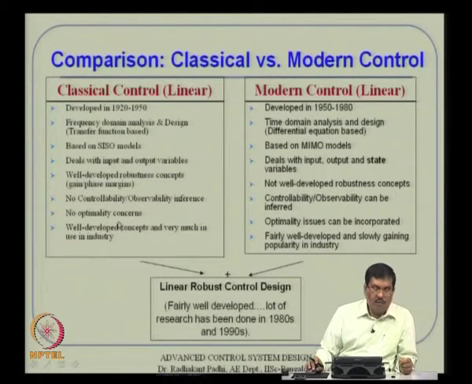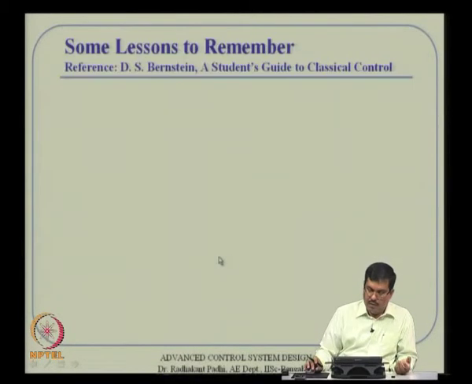Another drawback is no optimality concerns, it all talks about stability only. Okay, whether the closed loop system will remain stable or not, that is the only concern that you have. But in modern control, optimality issues can be directly incorporated. That is how we discuss optimal control design techniques. And these are well developed and very much used in industry, whereas the classical ones are fairly well developed and slowly gaining popularity in industry as well actually. There are ideas of merging these two, which is actually linear robust control design ideas there.